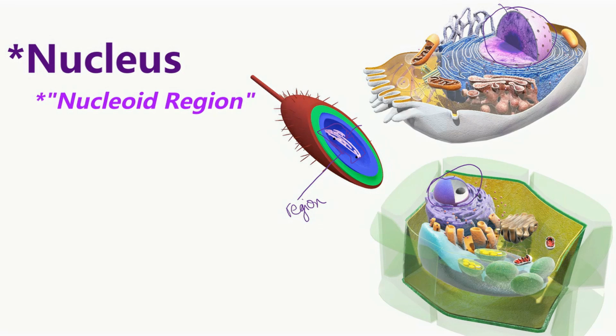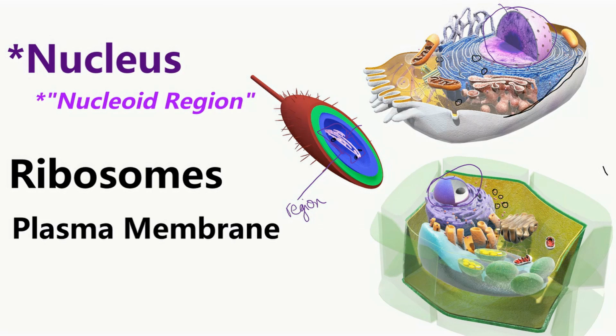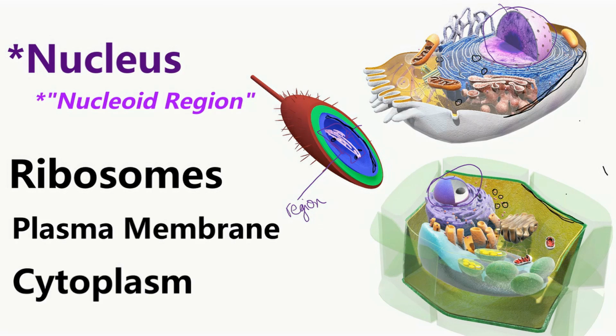It's not an organelle. All three of these types of cells also have ribosomes. They all have a cell membrane or a plasma membrane, and they all have cytoplasm.